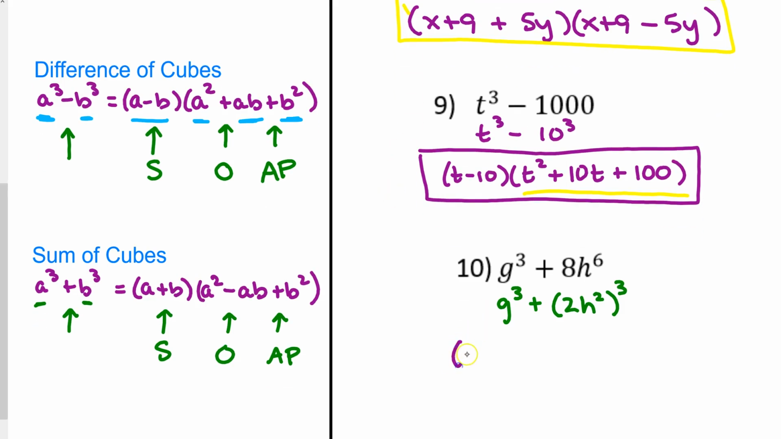So for a plus b, we're going to have g plus 2h squared. And then for a squared minus ab plus b squared, we're going to have g squared minus 2g cubed h squared plus, now we need to square our 2h squared. So that's going to be 4h to the 4th.